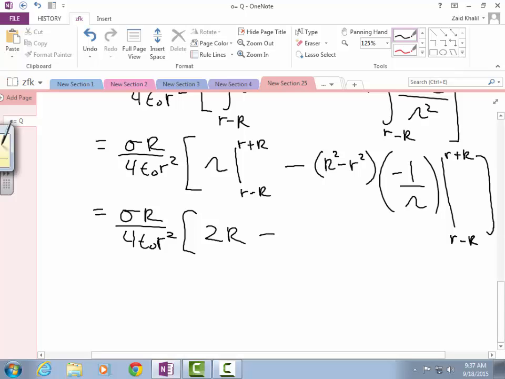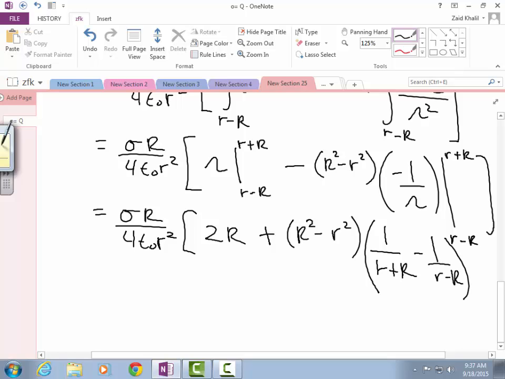So this becomes positive. R squared minus r squared. And what do you get here? You get 1 over R plus r minus 1 over R minus r. Correct? Oh, it's just this minus sign, that minus sign. That's easy.